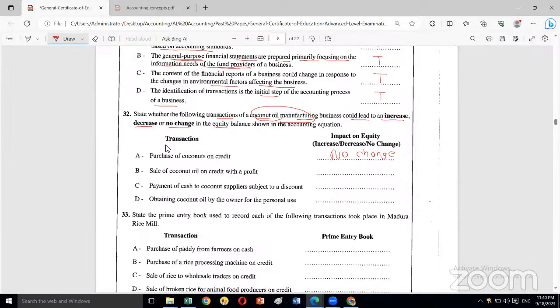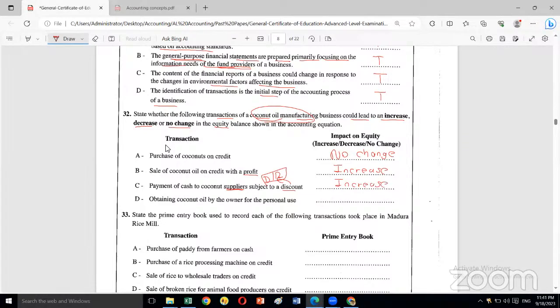Second, sale of coconut oil on credit with a profit. Profit will increase the equity. Next, payment of cash to the coconut supplier subject to a discount. When I am making payment to the creditor or supplier, the creditor will provide me a discount. That discount we call discount received. Discount received is an example of income. Income will increase the equity.